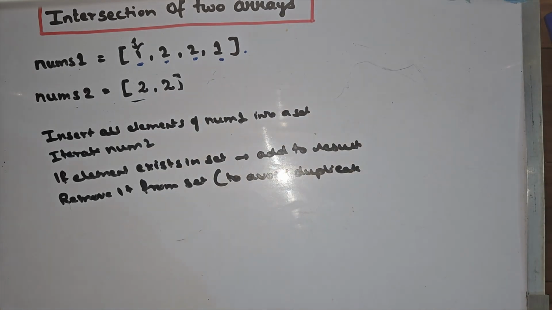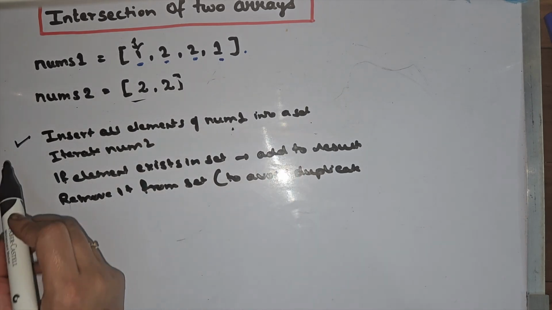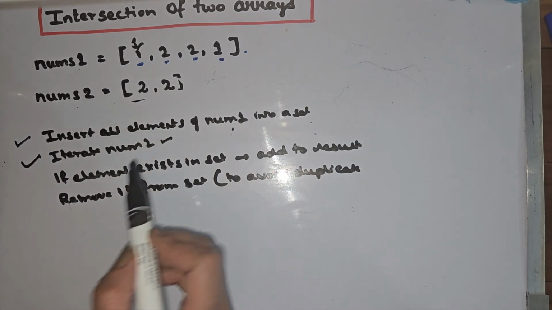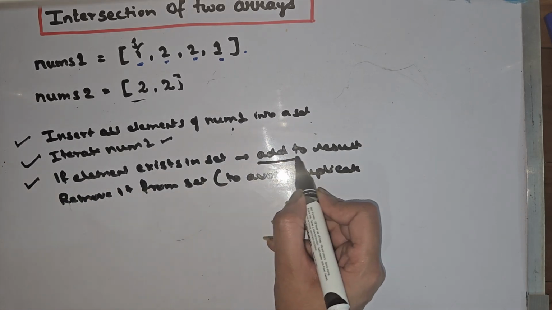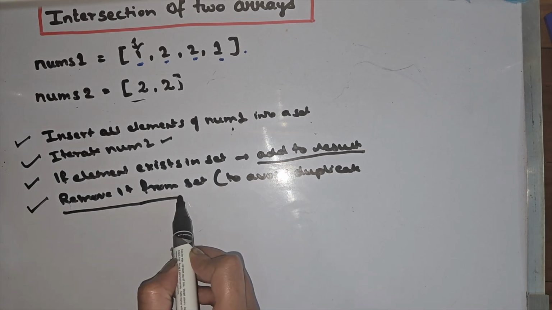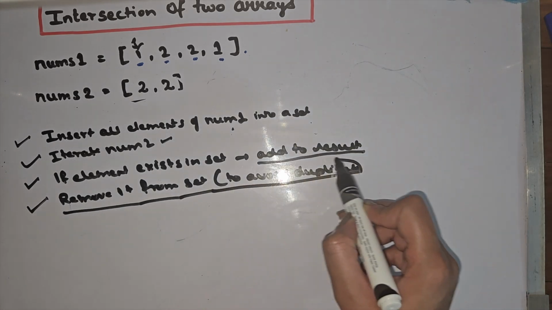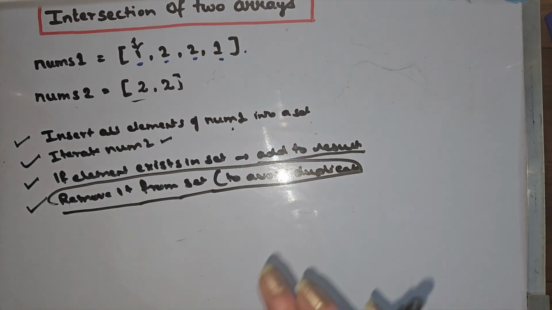So the basic idea is we will insert all the elements of nums1 into the set. We will iterate through nums2. And if the element exists in the set, we add the element to the result. We remove the element from the set to avoid duplicates. So let's code this particular solution.